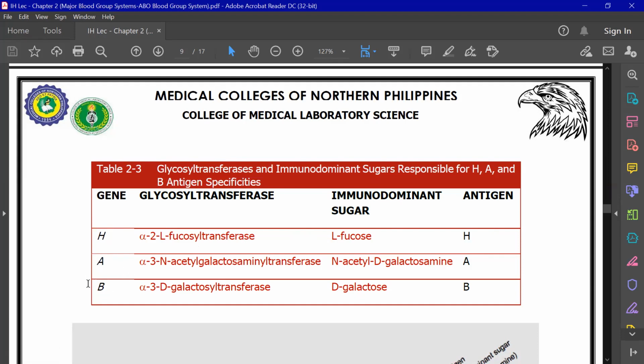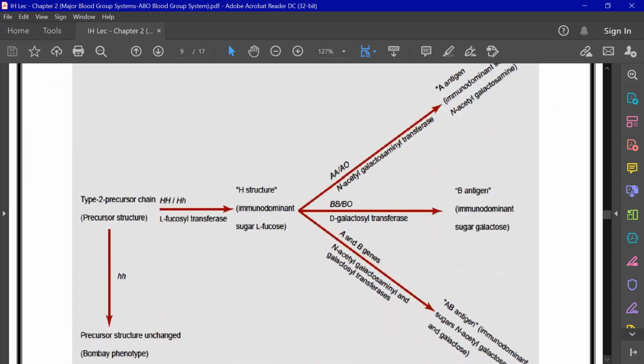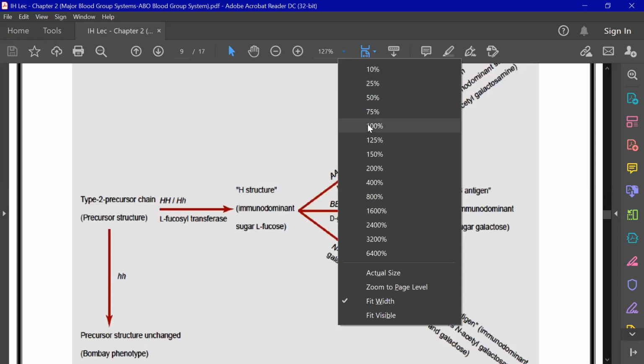So, in the inheritance of your A gene, we have a gene product, which is the alpha-3 N-acetyl-galactosamine transferase, and it adds the sugar N-acetyl-D-galactosamine on the H structure to form now your A antigen. And in here, we have the inheritance of your B gene, which produces alpha-3 D-galactosyl transferase, which adds the sugar D-galactose to the H structure to form now your B antigen. Guys, paki-memorize yung table ha. Okay?